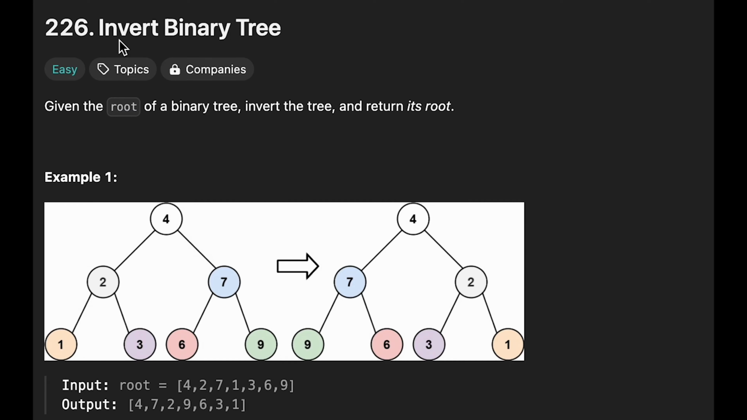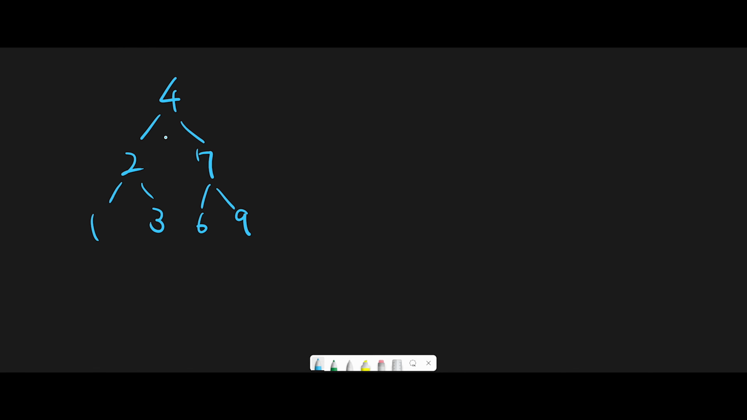Hey everyone, today we are going to solve the LeetCode question Invert Binary Tree. Let me explain with this example: 4, 2, 7, 1, 3, 6, 9. This question is very simple, no tricky parts. All we have to do is swap the left node and right node every time.